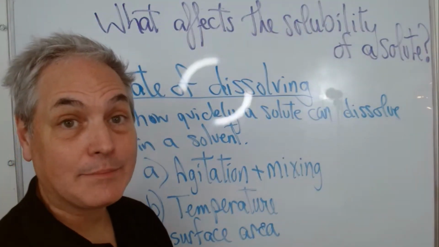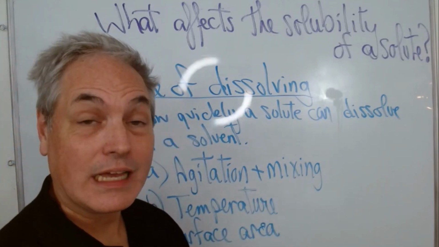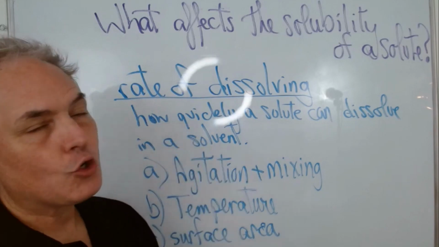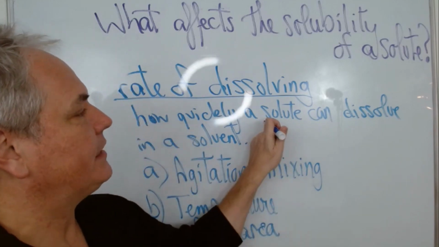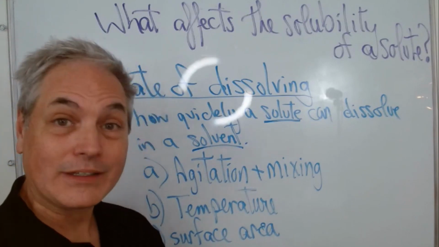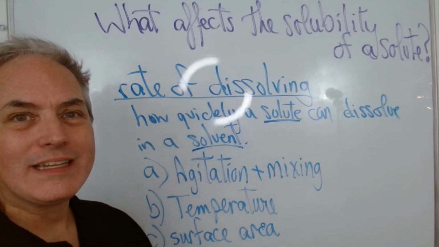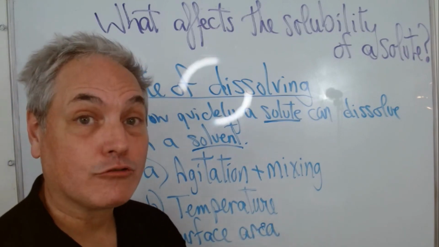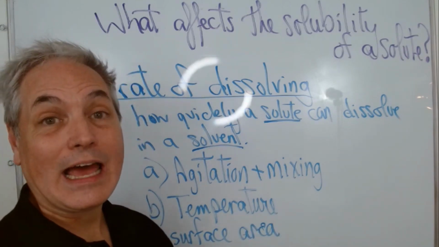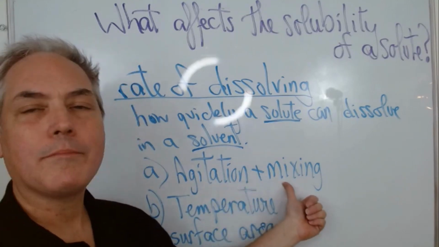So the last concept of this section is about the rate of dissolving. How does that work? It is how quickly a solute can dissolve in a solvent. So we've talked in the last bit about how a solute can dissolve in a solvent. But the big question is, how can we change that rate? And often, how can we make it happen faster? So the first one is agitation or mixing.